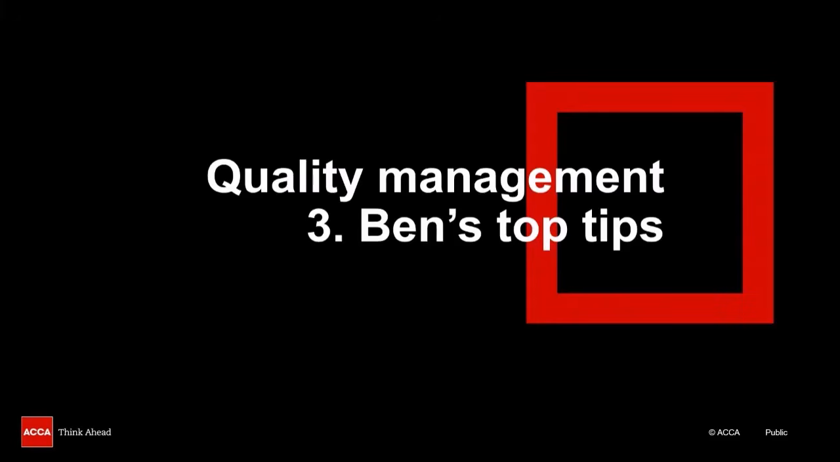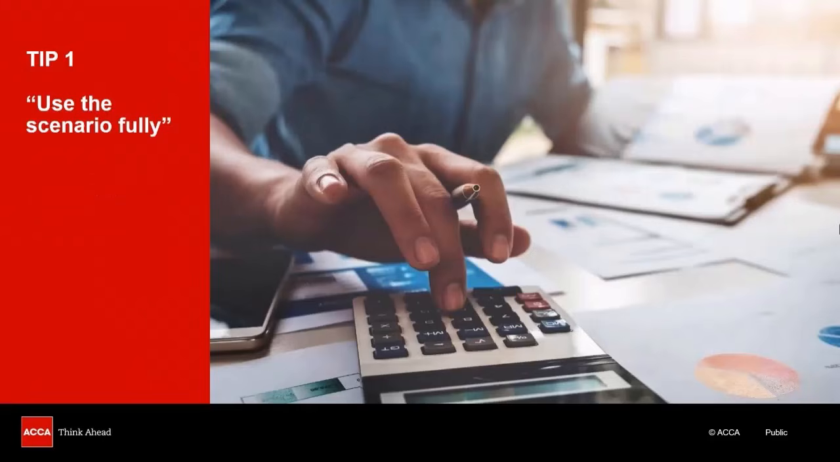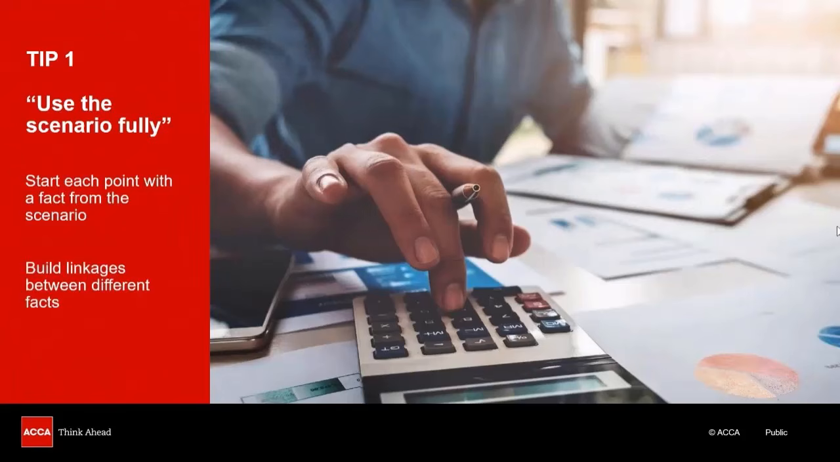Right, so my top tips then for how we avoid those issues. The first one is around using the scenario fully. Now, this applies in every question, but particularly in quality management. So I try to start each point in my answer with a fact or facts from the scenario, the quality management issue that I've identified. And what I ideally try to do in each of my points is bring in more than one fact. And they'll probably be in different parts of the scenario. So I have to plan effectively so that I can draw out facts from different parts of the scenario that link together to tell a more complete story.